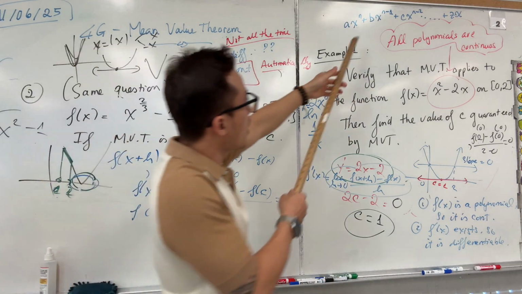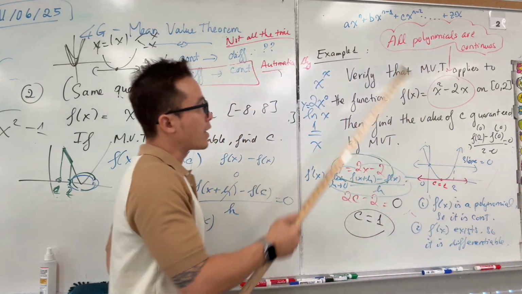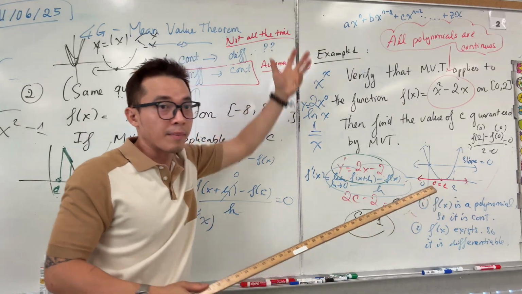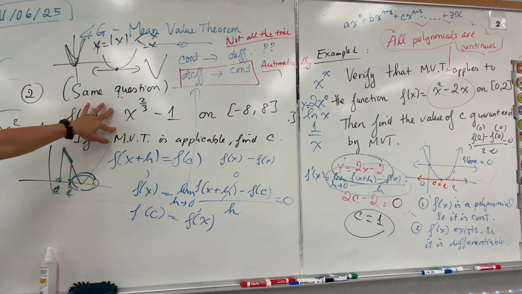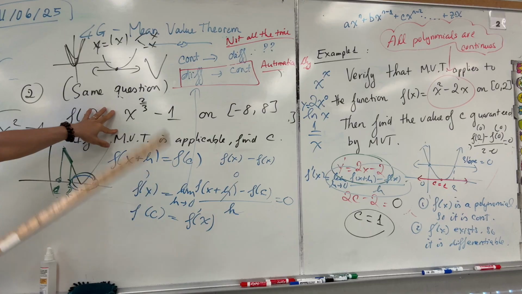Remember, in a polynomial all the powers need to be whole numbers, and there's nothing fancy like ln or complicated powers. So this is not polynomial, and you cannot conclude it is continuous. So how do you check if it is continuous? First you find out if it's differentiable by taking the derivative, and if it's differentiable, then it's continuous.